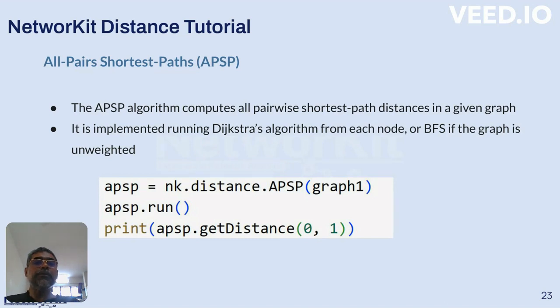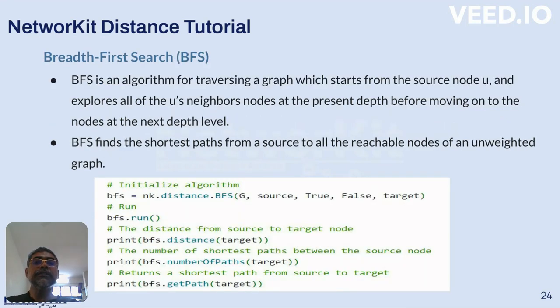All pairs shortest path algorithms compute all pairwise shortest path distances in a given graph. It is implemented by running Dijkstra's algorithm from each node, or breadth first search if the graph is unweighted. So this is the piece of code in NetworKit for it: nk.distance.APSP(graph1). Graph1 is the graph, and this function returns the object apsp, and then we call the run method using the object apsp, and the print function gives apsp.getDistance.